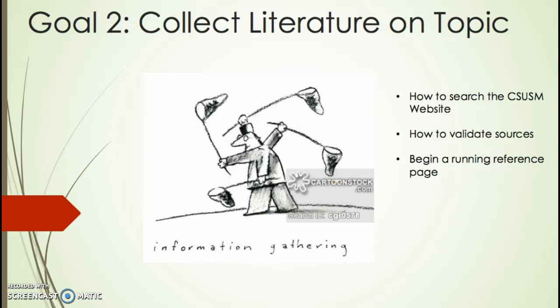I will show you how to validate sources. So there's a couple of methods. We can't just pull it off, as you tell your students, Wikipedia. So we'll look at how to validate sources for a scholarly journal. And finally, you'll begin a running reference page. So really from day 1, you should be looking at APA formatting and creating your reference list that will go in your thesis itself.